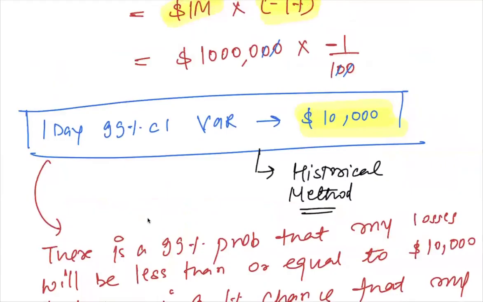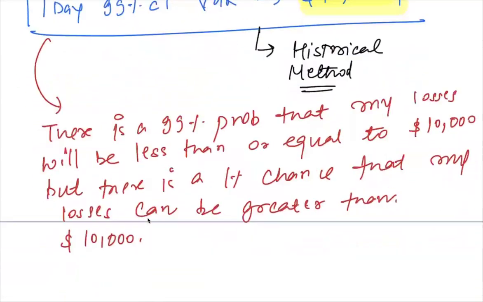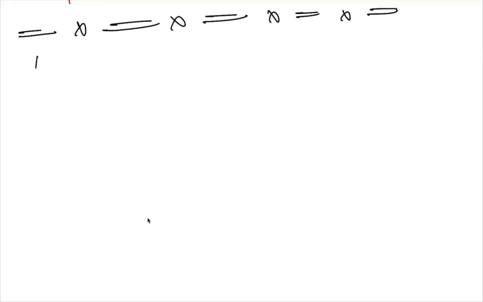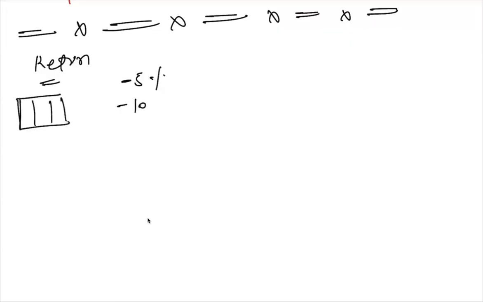Okay, let me take a few more examples to help you understand the historical method again. Let's say my returns are something like this: negative 5%, negative. You have calculated your stocks. There are different stocks you have. Tell me one thing. When you have different stocks, let's say A, B, C, can you tell me how you calculate the portfolio return?